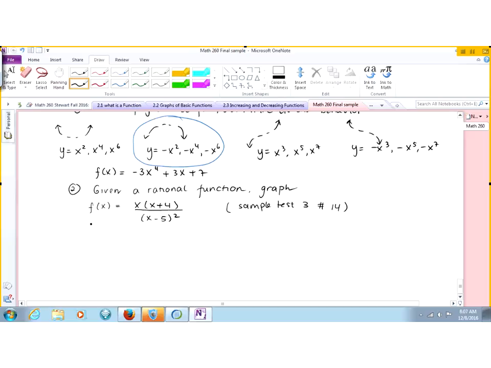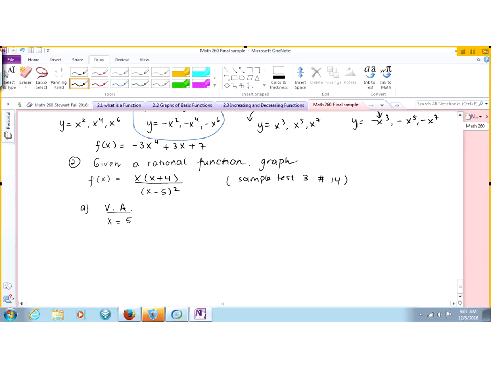Yes? Vertical asymptote. So how do we find vertical asymptote? Set the denominator equal to 0? Yes, that's right. So what will be the vertical asymptote? Yes, x is equal to 5. So notice that the multiplicity is 2 or the power is 2. So we're going to be careful later on.